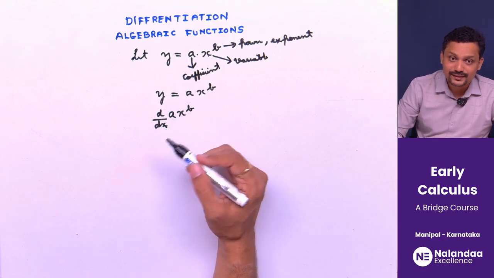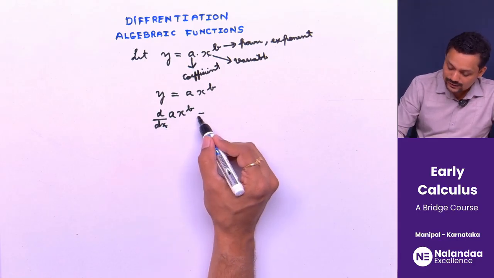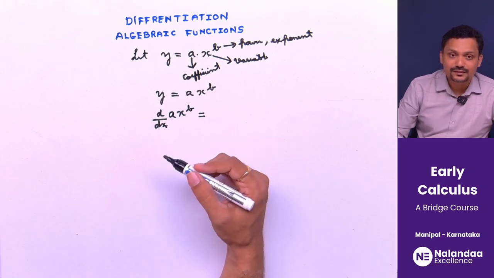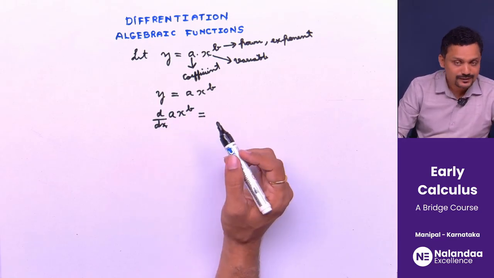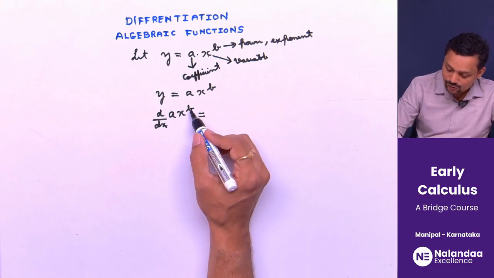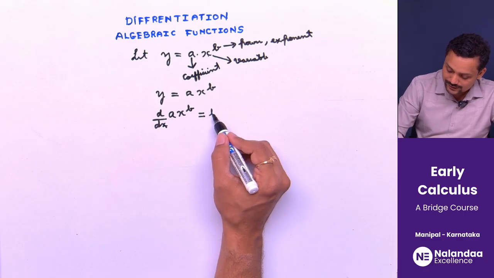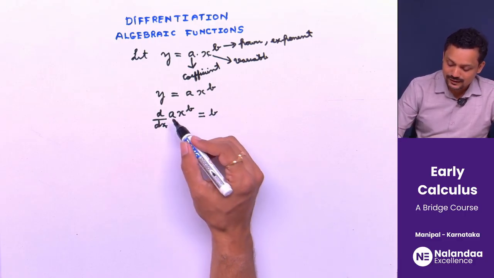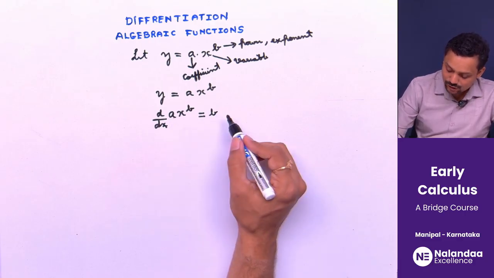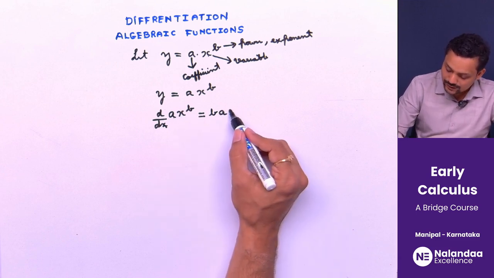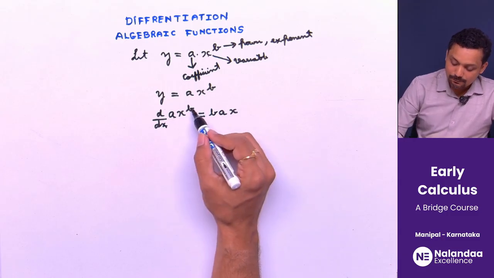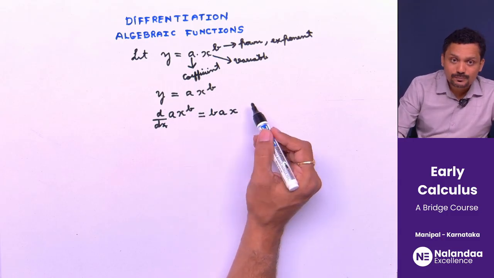This is how we say it, and for this there is a method, there is a formula. So what is d by dx of a x power b? It's very simple. First what you have to do is you have to write the power. So you have to just write the power b as it is. Then you have to write this constant, that is a, as it is, into x power. The power should be reduced by 1.